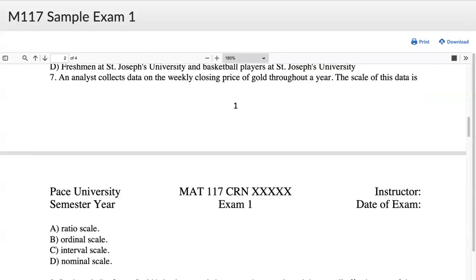So number 7 is asking analysts collect data, closing price, all right? Closing price we can divide, right? Maybe one day is 25, the other day is $10. We could see, okay, it's 2.5 times more. So we can do division. So ratio scale.